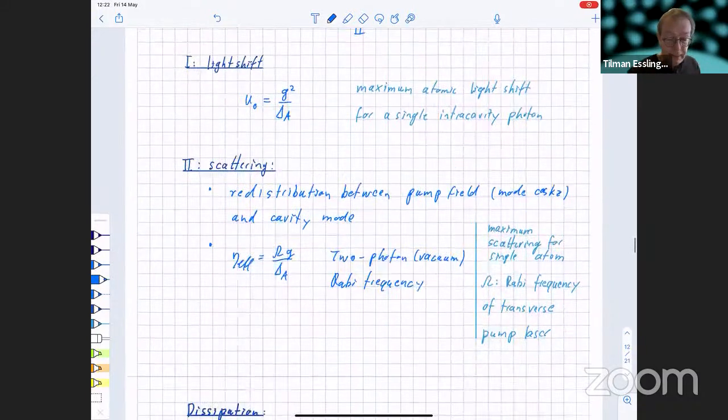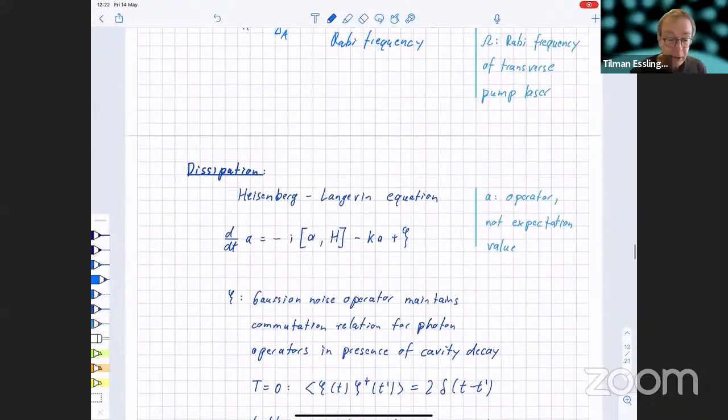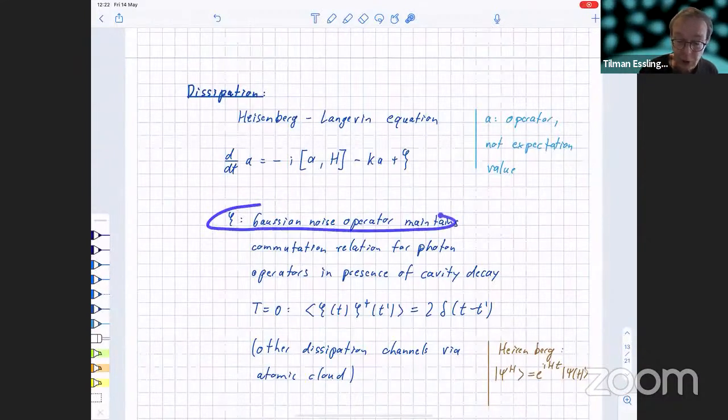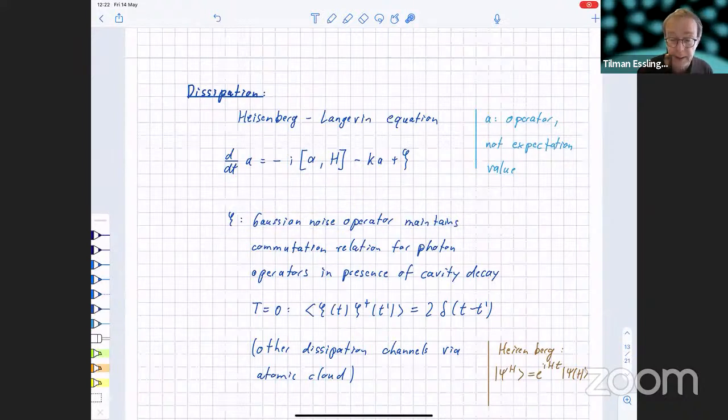Okay, and then here is a bit more written about the dissipation, and also that one has to be careful that this Gaussian noise operator is constructed such that it maintains the commutation relations for the photons.